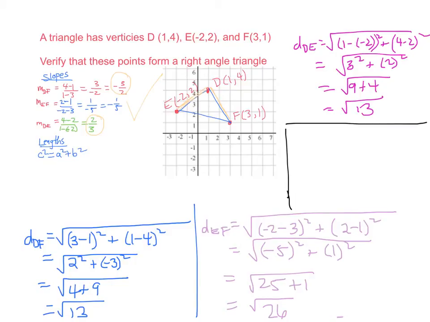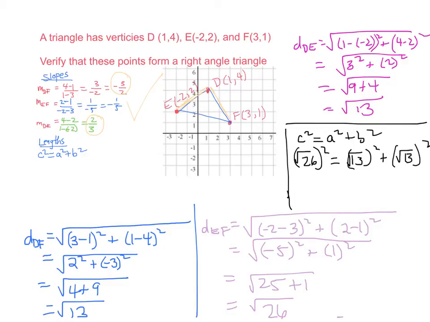So again, our Pythagorean theorem, I'm just going to write it down again, is c squared equals a squared plus b squared. Or it could be the other way around, whatever. So let's plug it in. We've got the square root of 26 squared equals the square root of 13 squared plus the square root of 13 squared. And if you guys are starting to see something, that is very, very good.